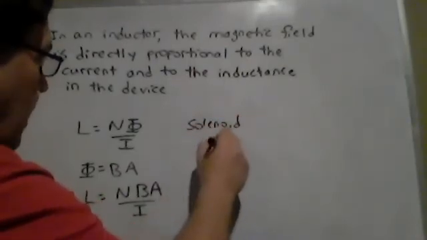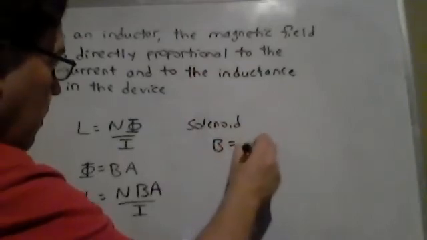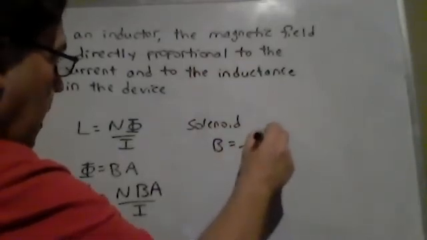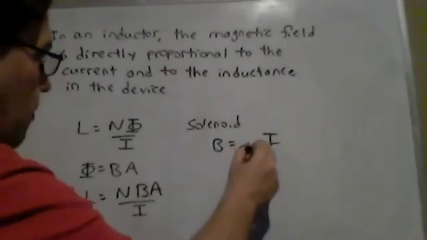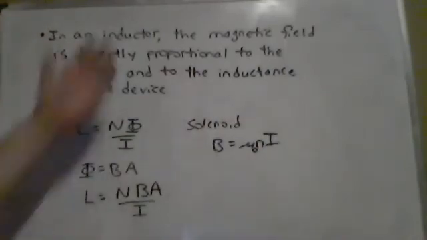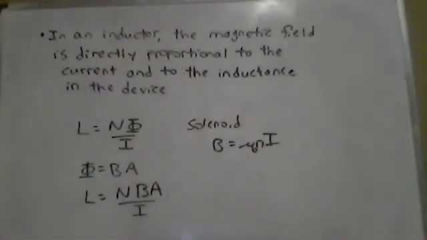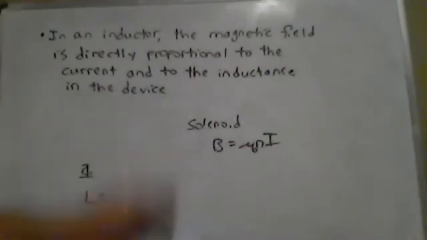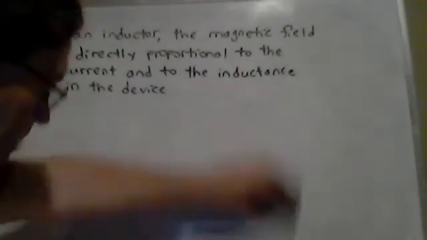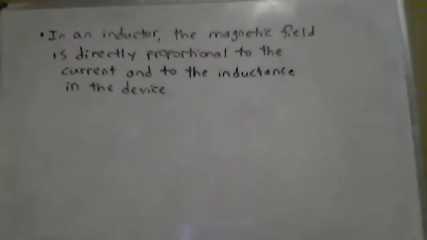we saw that magnetic field is directly proportional to the current as well. So everything I'm saying up here is right. So in an inductor, the magnetic field is directly proportional to the current and the inductance of the device. That is true. Magnetic field is proportional to the inductance. Magnetic field is proportional to the current. Okay, we see that. That is absolutely true.